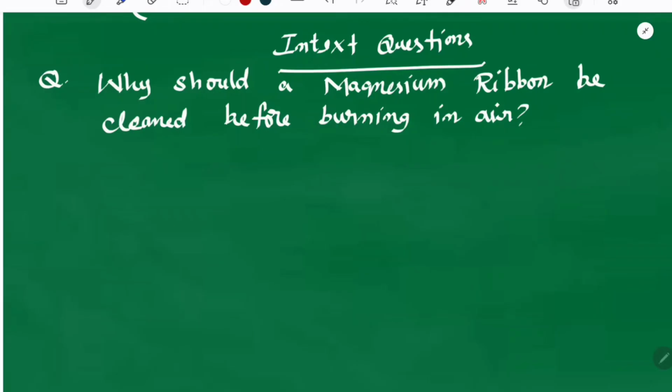Already we saw this activity, Activity 1.1 with magnesium, the textbook's first activity. Generally what we know, what I said, is that metals react with oxygen to form metal oxide.